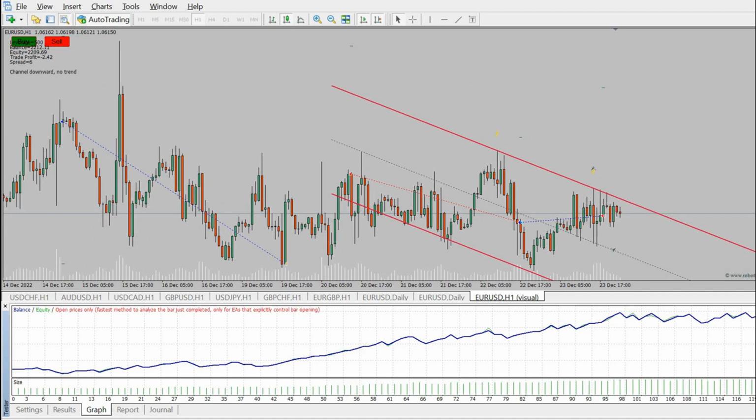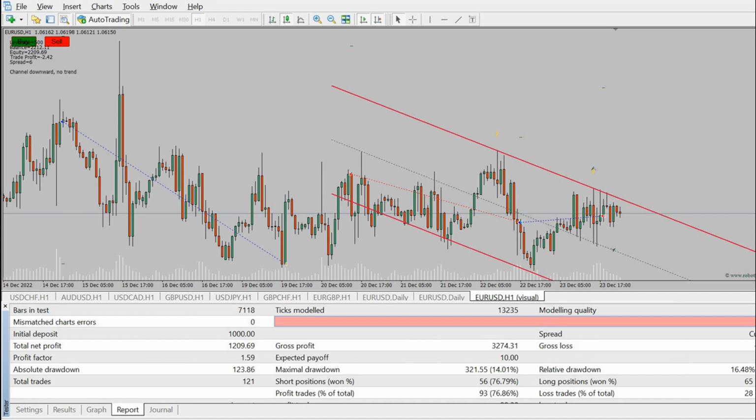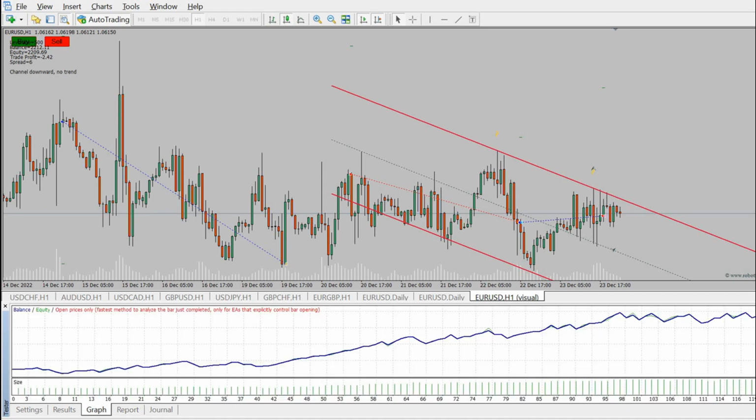All right, and the test has finally finished. These were the results for 2022, almost the entire year. There weren't so many trades, however, the drawdown looks great and the profit was more than 100%. So I would say this was a success. But again, don't use the strategy tester to test for profitability, use it to test for functionality.